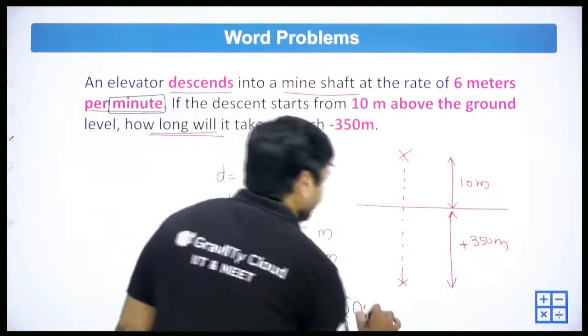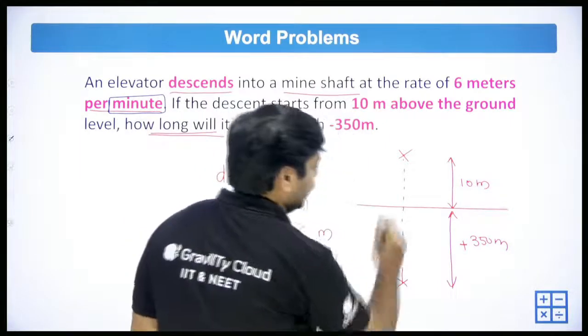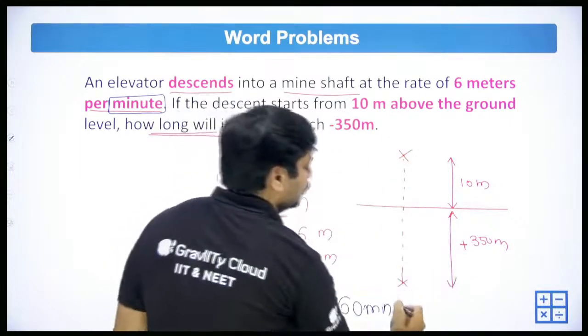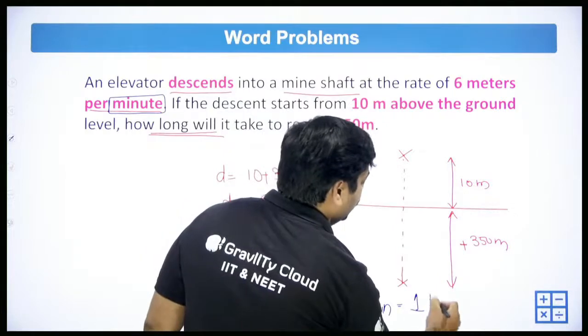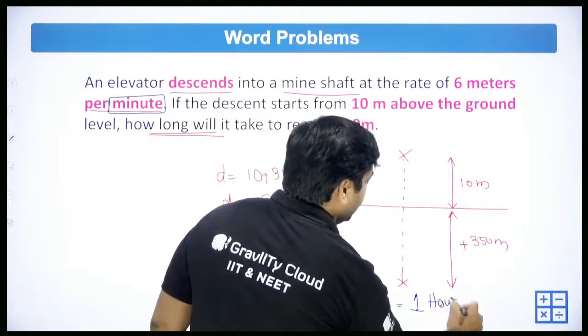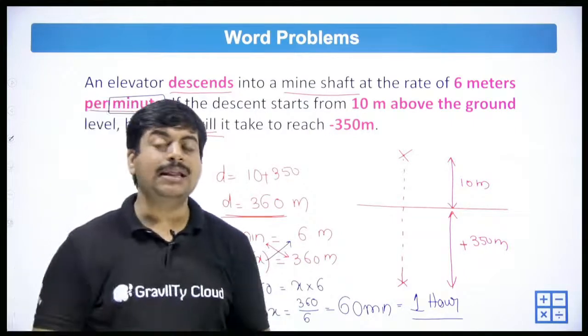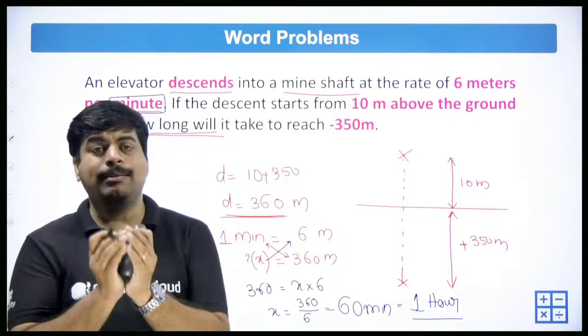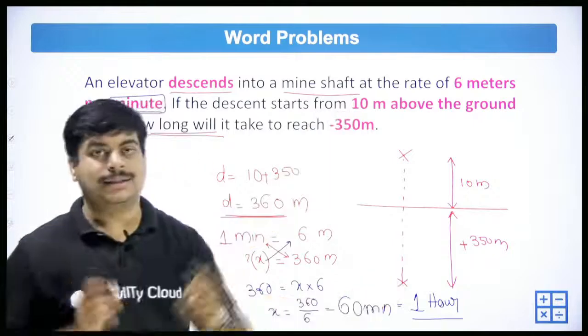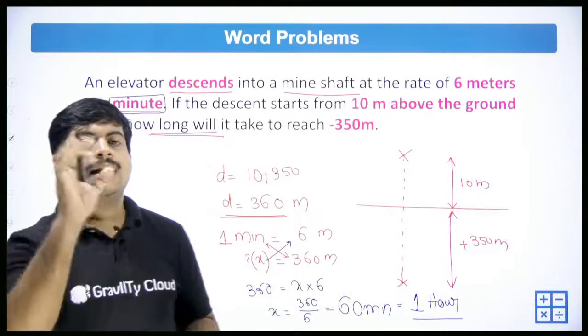So 60 minutes it will take to travel till minus 215, which is equal to 1 hour. Okay, 60 minutes or 1 hour, both are the same. That is the total time it is taking to travel all this distance. Right? Let's move on to the next question.